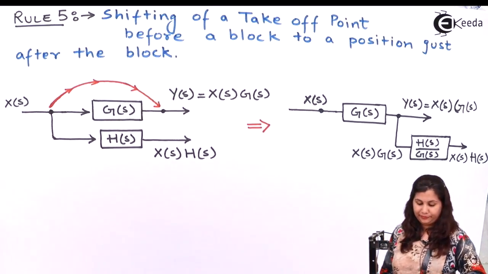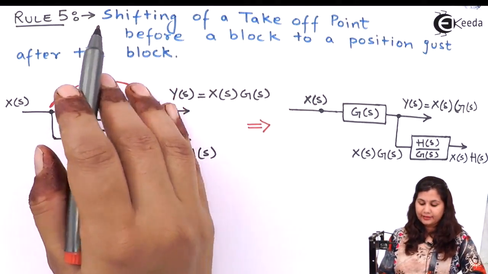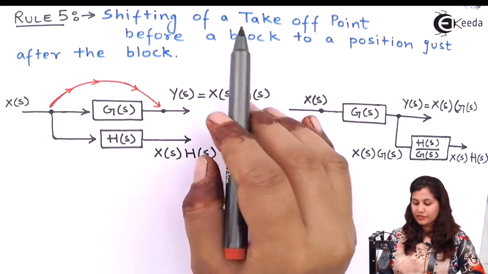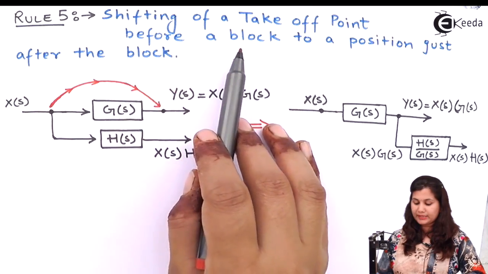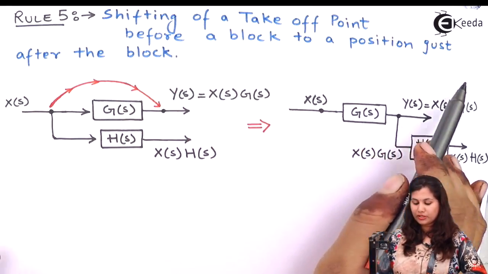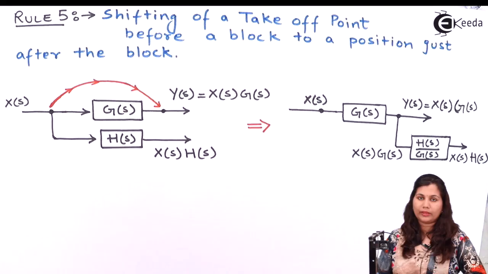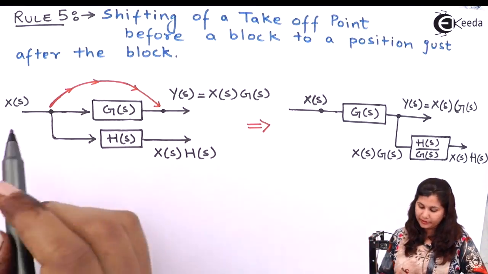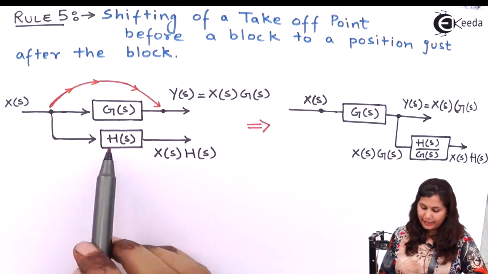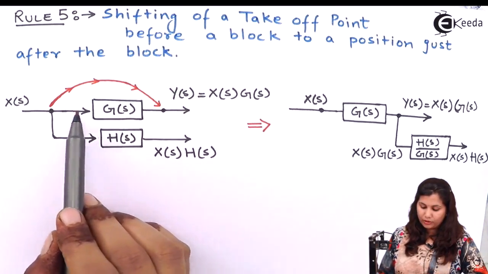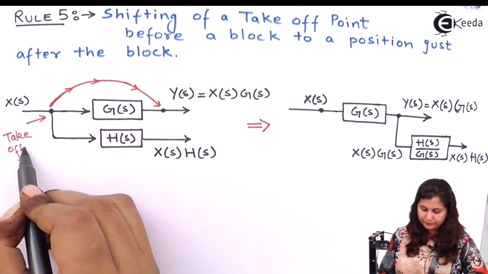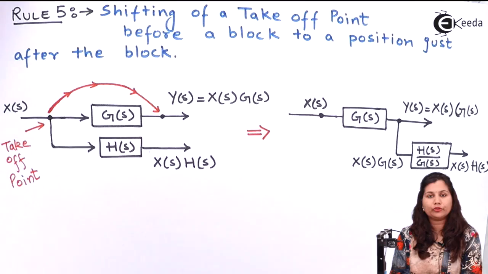Rule number 5. This rule says that we are shifting a takeoff point which is present before a block to a position just after the block. Let's see how we can shift a takeoff point. In this diagram, this is the block and this is the takeoff point.